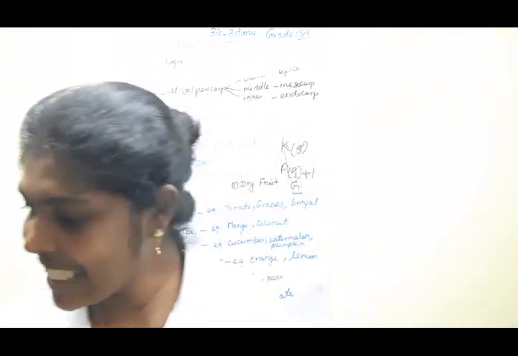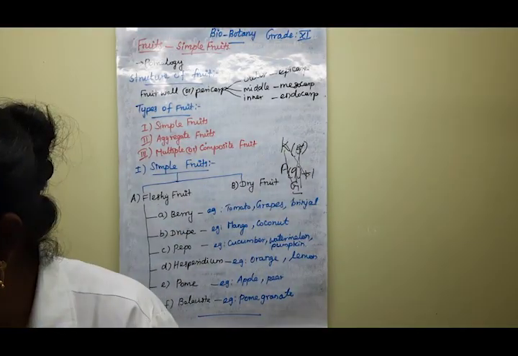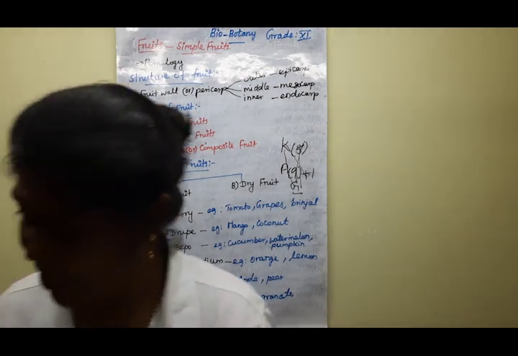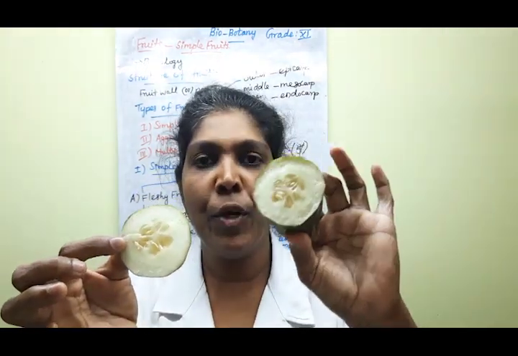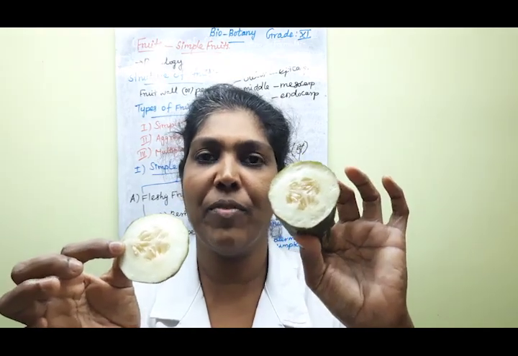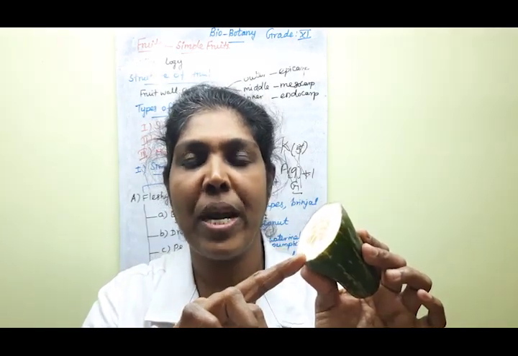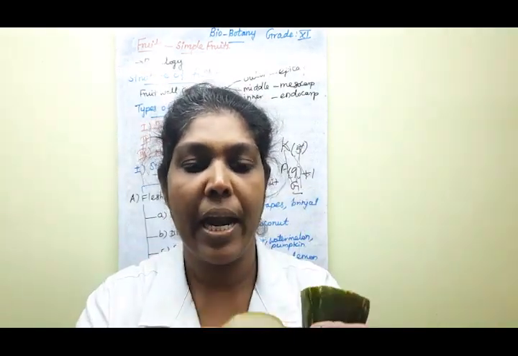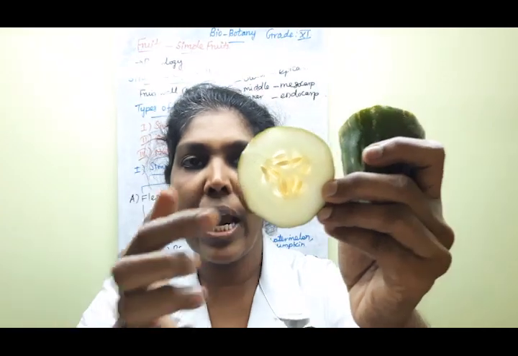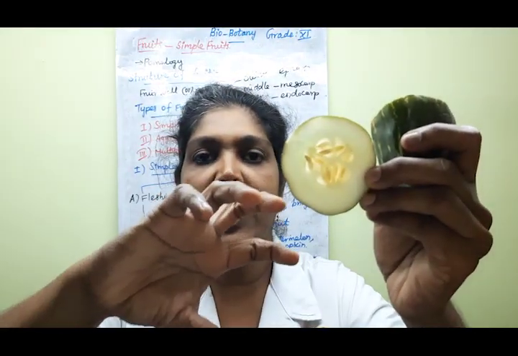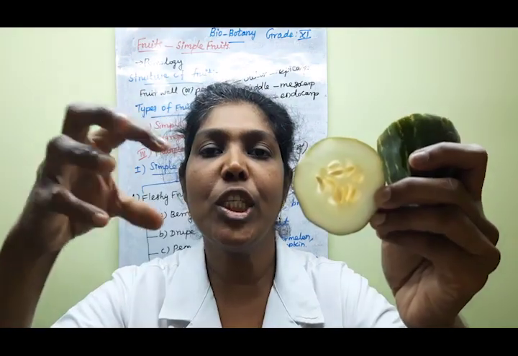Yes, very good. Next one we are going to learn about is the pepo type of fruit. Best examples for this are watermelon, cucumber, pumpkin. These are some of the examples of the pepo type of fruit. In this pepo type of fruit, they are present as tricarpellary. Tricarpellary means a triangle-shaped structure is there. The carpels are united. Here, which type of ovary is there? There is an inferior ovary.